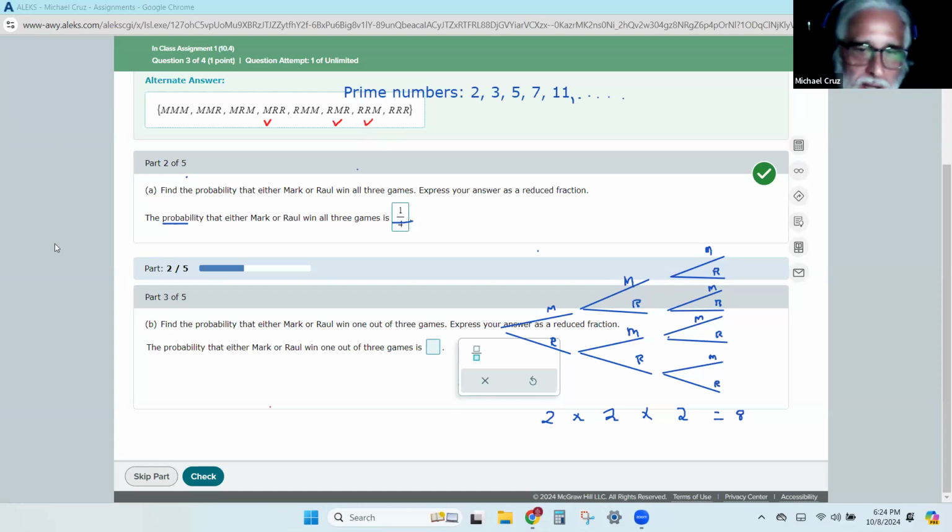All right, let's look at the other guy. Let's look at Raul. We want ones now where Raul has 1 game win. Well, there we got that one. Here's another one with just 1 R in it. Here's another one with 1 R in it. These don't have any R's. These don't have any M's. So we got 1, 2, 3, 4, 5, 6. So 6 over 8.